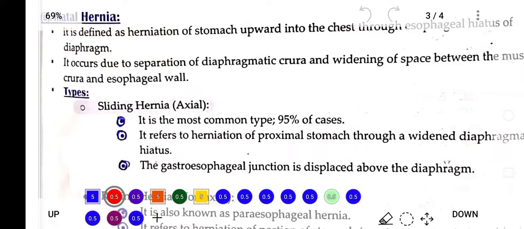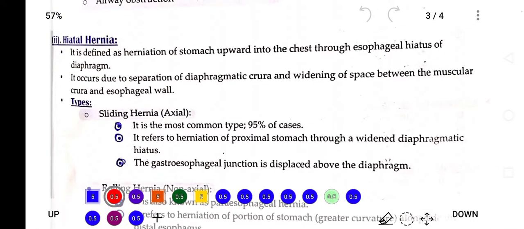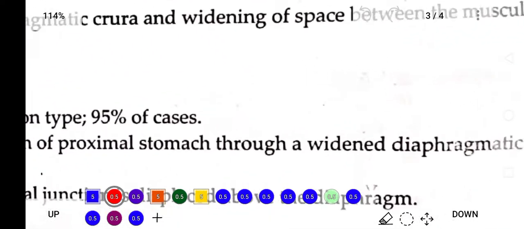Welcome everyone. So now we are going to start a topic that is hiatal hernia. It is defined as herniation of the stomach upward into the chest cavity through the esophageal hiatus of the diaphragm.